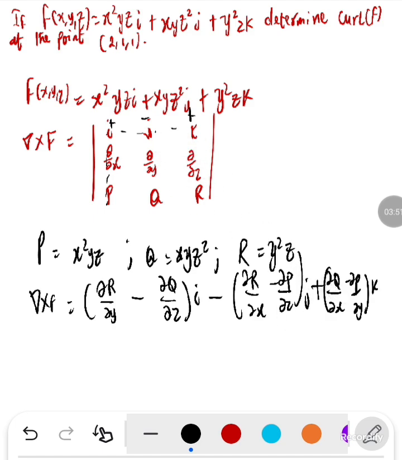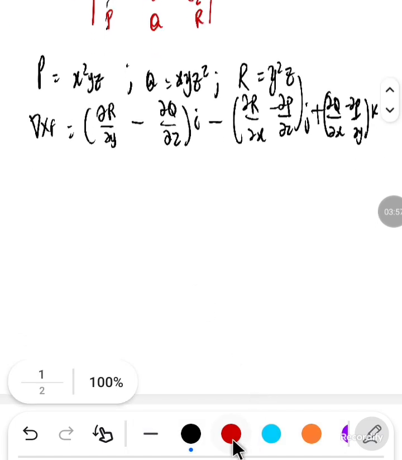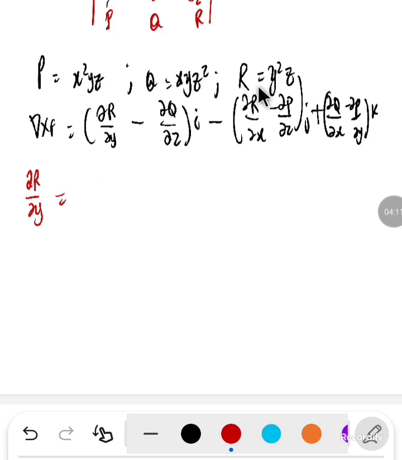Then the next thing we are going to do, to be able to complete the question, is to find dR/dy, dQ/dz, dR/dx, dP/dz, dQ/dx, and dP/dy. So dR/dy will be equal to what? Look at this: R is equal to y squared multiplied by z. So you differentiate this with respect to y, making z constant. If you do that, you're going to have 2yz. So that is our dR/dy.